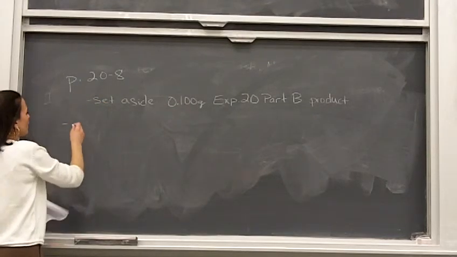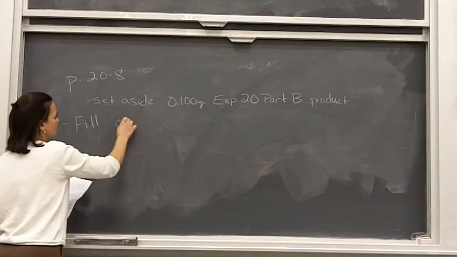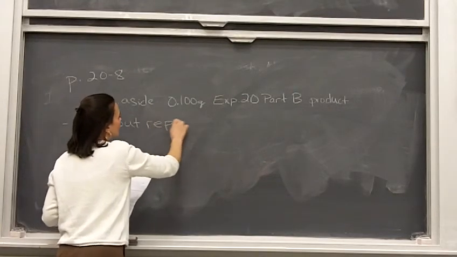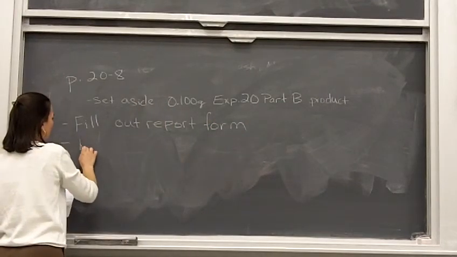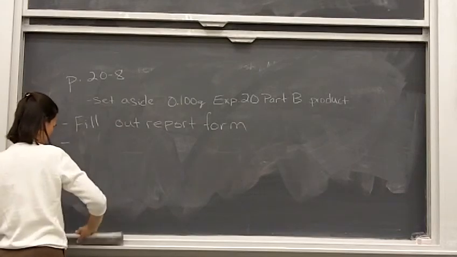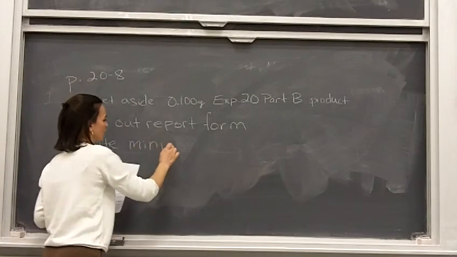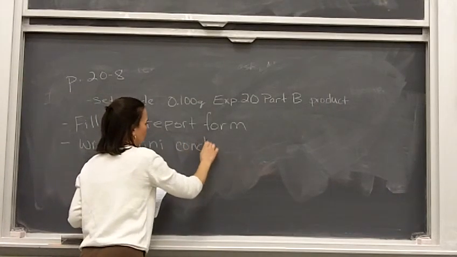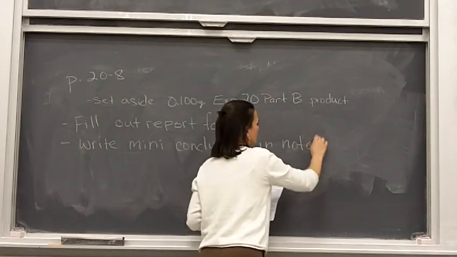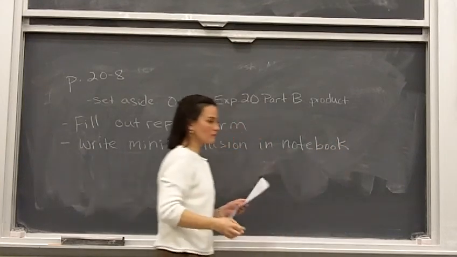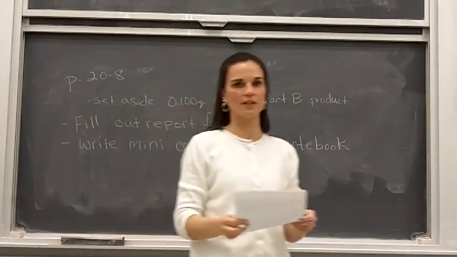The other thing is, basically, fill out the report form and turn it in. So we just went through that. And write your mini conclusion before you start 20C, okay? So don't forget to include your mini conclusion in your notebook before you start working on 20C. And then if you have any questions, let me know. Otherwise, once you have that information, you are free to go.